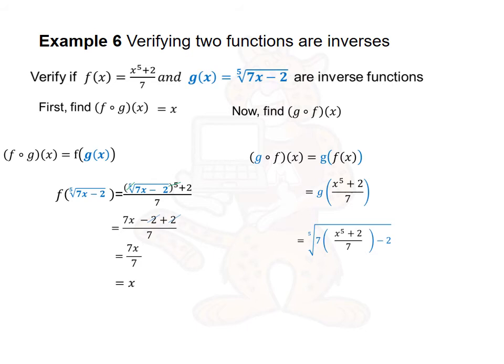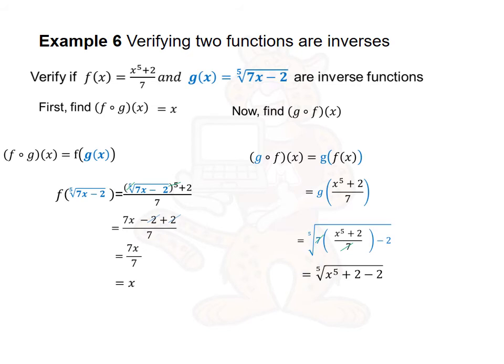So this becomes equals the fifth root of 7 instead of the x. I'm going to copy the function f of x, and the right side of the function f of x is x to the fifth power plus 2 over 7 minus 2. Now, how do I simplify this expression? I have a 7 that is inside of the radical. I have a 7 multiplying the expression x to the fifth power plus 2 and divided by 7. Let's cancel the 7 that is multiplying with the 7 that is dividing.